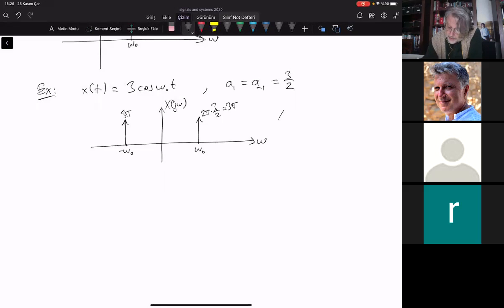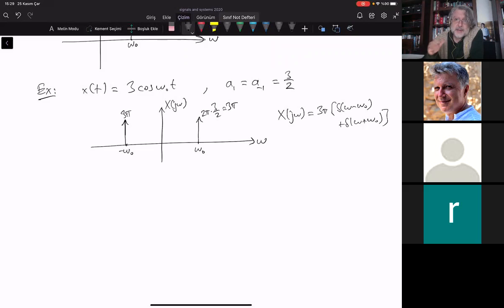I can write it analytically as 3 pi in parentheses delta omega minus omega 0 plus delta omega plus omega 0. One of them is at omega 0, the other one is at minus omega 0, two impulses, and their magnitudes are 3 pi. This is the Fourier transform.